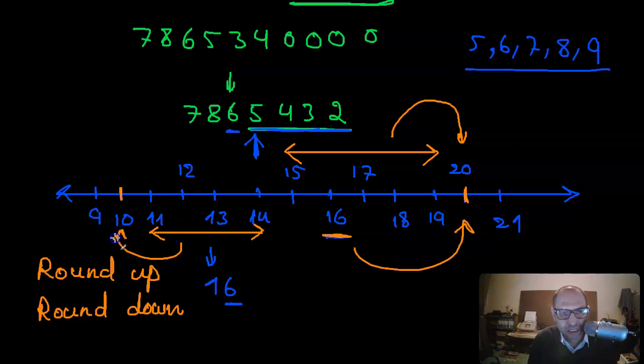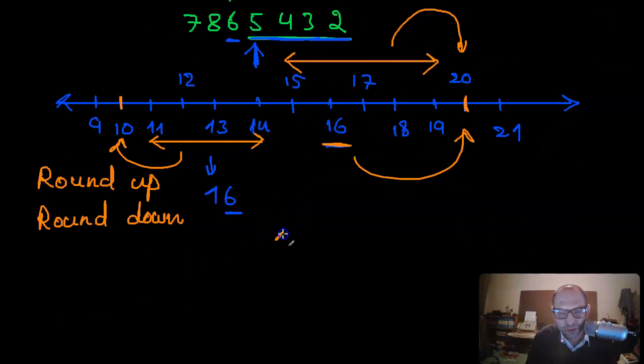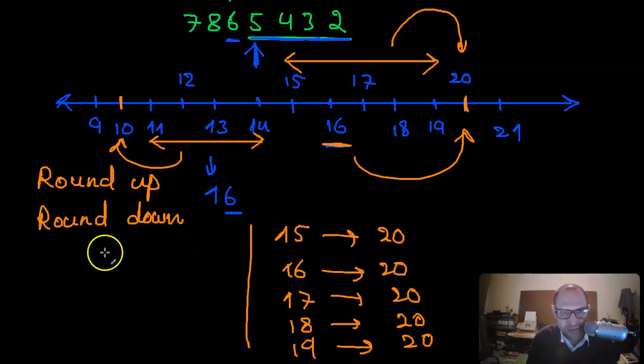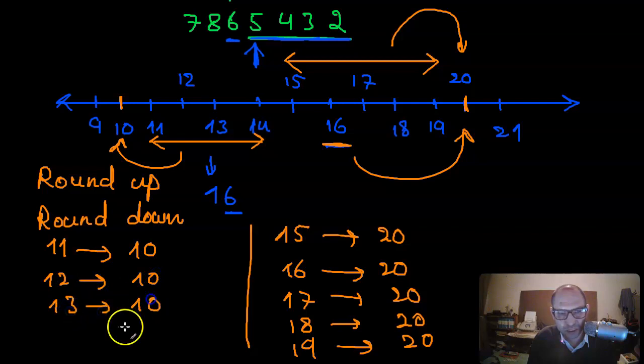Now you see over here that if your number is 15, then when you round to the nearest tens, you would round to 20. If it's a 16, you would round to 20. If it's a 17, 20. If it's an 18, 20. If it's a 19, you would round to 20, right? And if the number is an 11, you would round to a 10. If it's a 12, a 10. If it's a 13, a 10. If it's a 14, you would round to a 10, right?